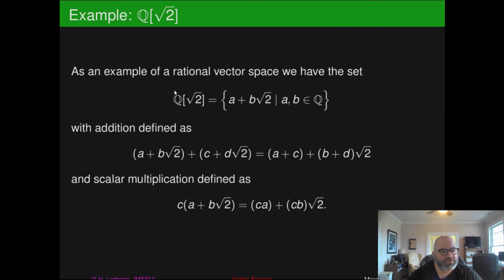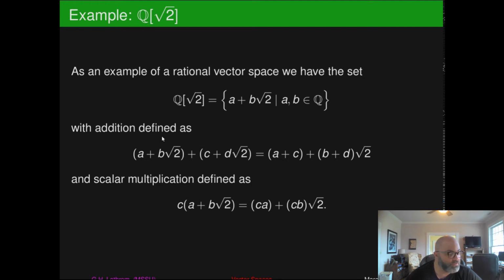Maybe something slightly more exotic, and as an example of a rational vector space in this case, so now we're dealing with the field of rational numbers, is something that's called Q adjoin root 2. And what that really is, is all possible combinations a plus b times the square root of 2, where a and b are rational numbers.